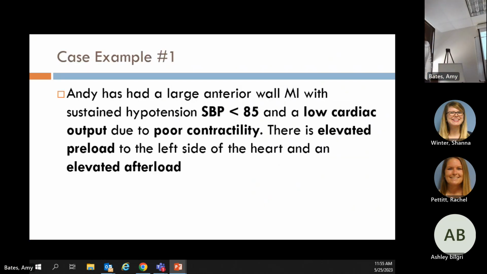Okay. On to the case examples we're going through. Poor Andy had a large anterior wall MI with sustained hypotension. His blood pressure has been less than 85. He has a low cardiac output due to poor contractility, which makes sense. If you have an anterior wall MI, that's your left side, so it's usually the left anterior descending artery. Anterior wall MI affects your left ventricle: low cardiac output due to poor contractility, elevated preload to the left side of the heart, and an elevated afterload.